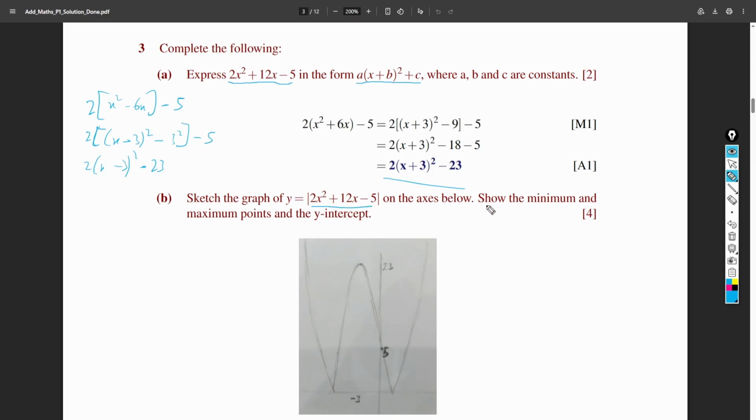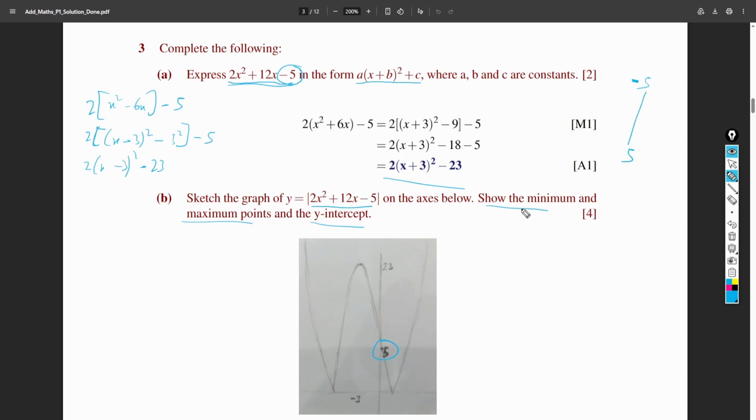So what do they want? Show the minimum and the maximum points and the y-intercept. So to find the y-intercept, we need to set x equals to 0. So let us do that. We set x equals to 0 and we have the expression from here directly. So it's just minus 5, the c, the y-intercept of this equation. And then literally modulus, right? Modulus means everything will become positive. So this becomes 5. So the y-intercept will be here at 5.